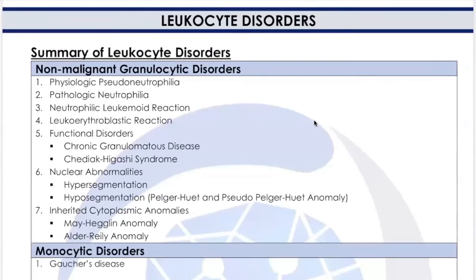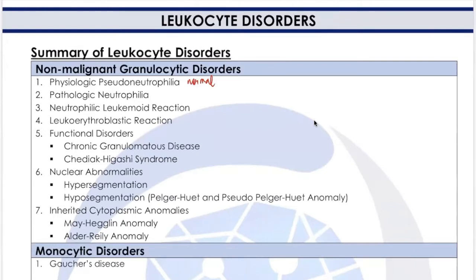So for the first, we have the physiologic pseudoneutrophilia. From the name itself, when you say physiologic, that means it is normal in nature. And because it is normal, we are not going to expect toxic changes when it comes to our white blood cells in this case. When we say toxic changes, we are referring to toxic granulation, vacuolation, and the presence of Dohle bodies. These changes are not found in physiologic pseudoneutrophilia.